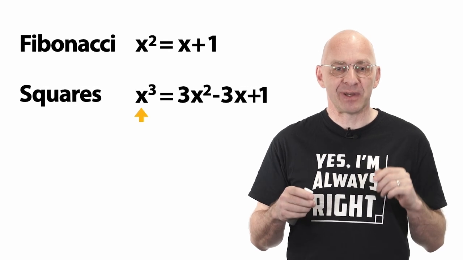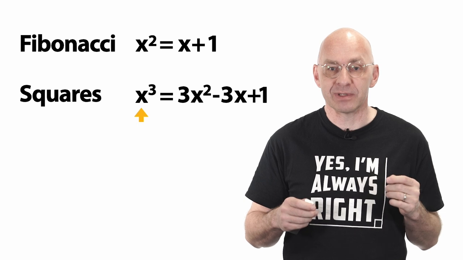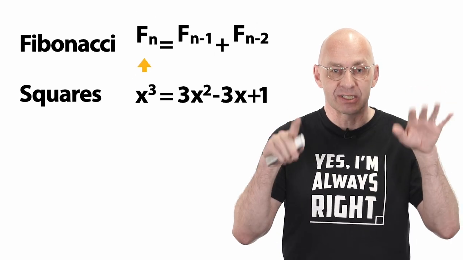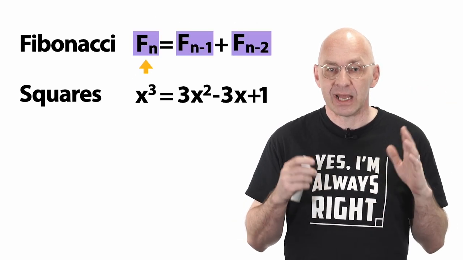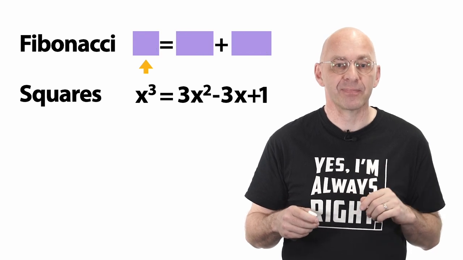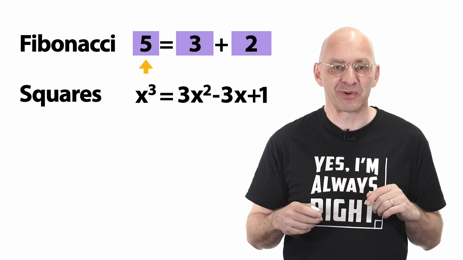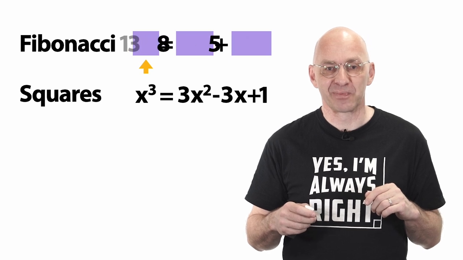Okay, if f sub n is the nth Fibonacci number, then we get the familiar formula for the Fibonacci numbers like this. Just slide them in. The nth Fibonacci number is the sum of the two preceding Fibonacci numbers. There. That's a nice animation, isn't it? I've never done this before. Just occurred to me this time around.